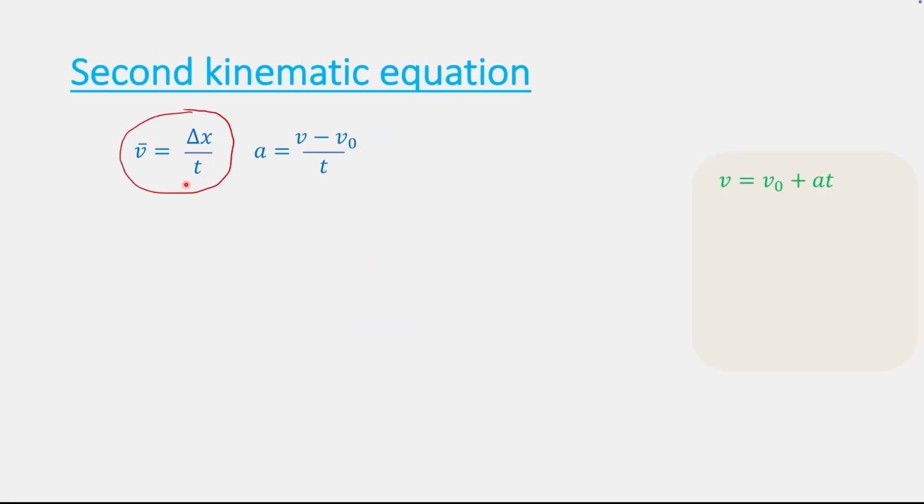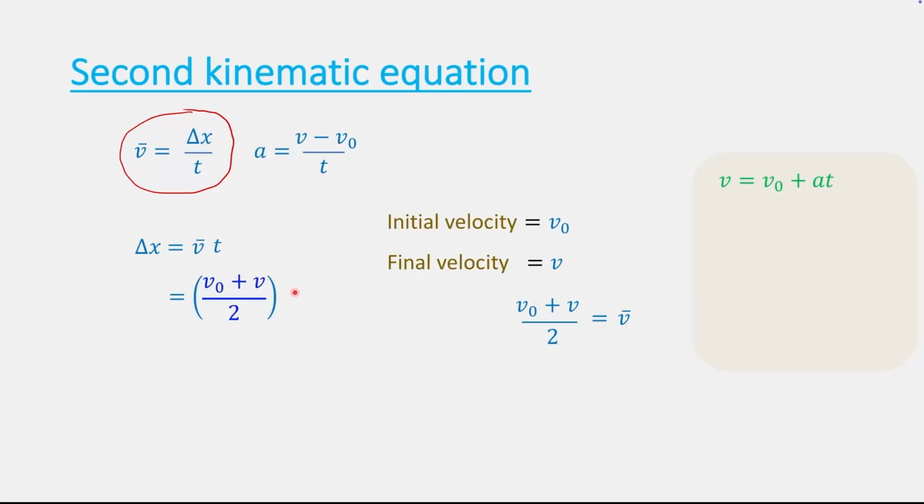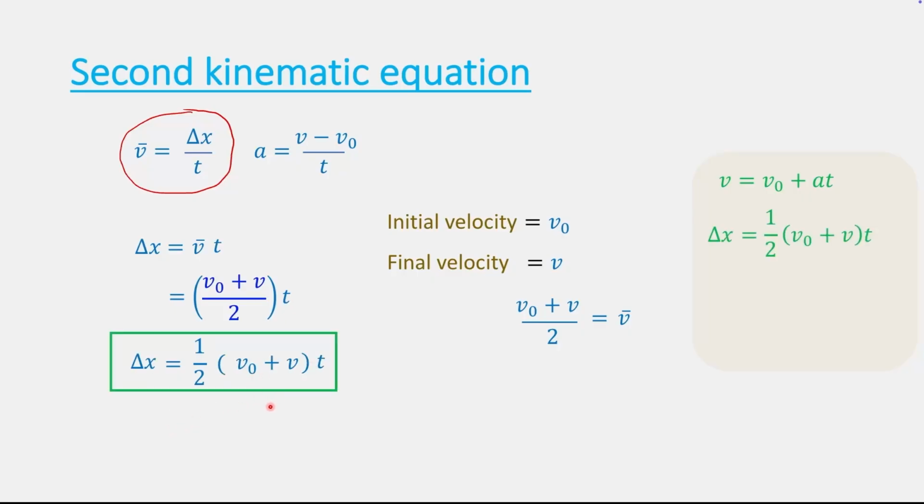Next, take this equation. Solve for delta x by multiplying t on both sides. You get delta x equals v bar times t. We have two velocities, the initial velocity, v0, and the final velocity, v. Add these velocities and divide by 2. This is the average of the two velocities. This average velocity is equal to this average velocity. Substitute this for v bar: delta x is equal to 1 over 2 times (v0 plus v) times t. This is the second kinematic equation.